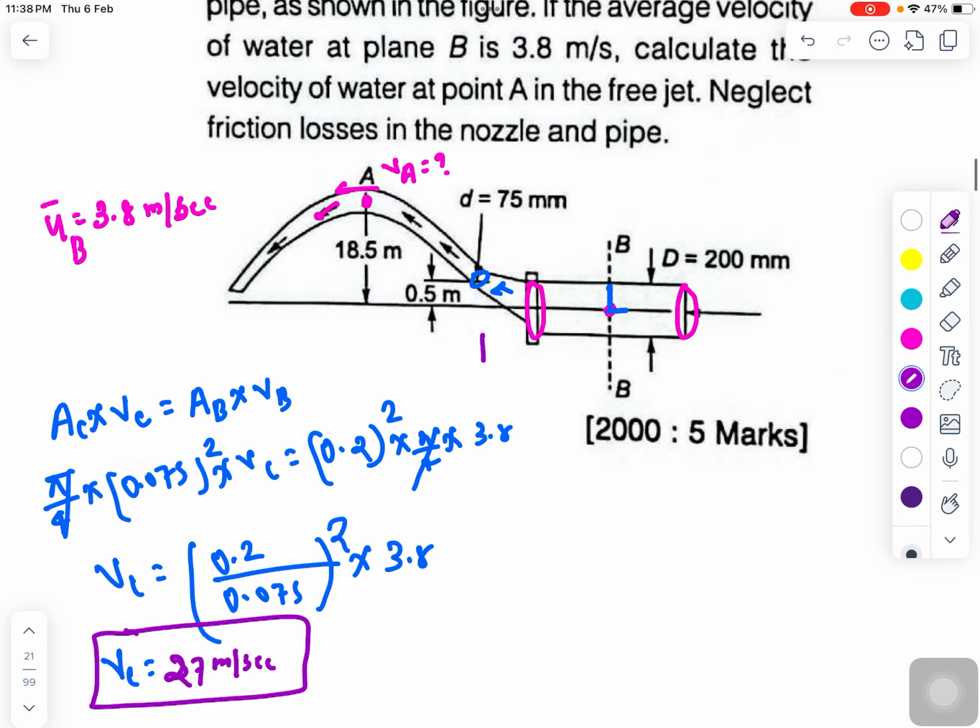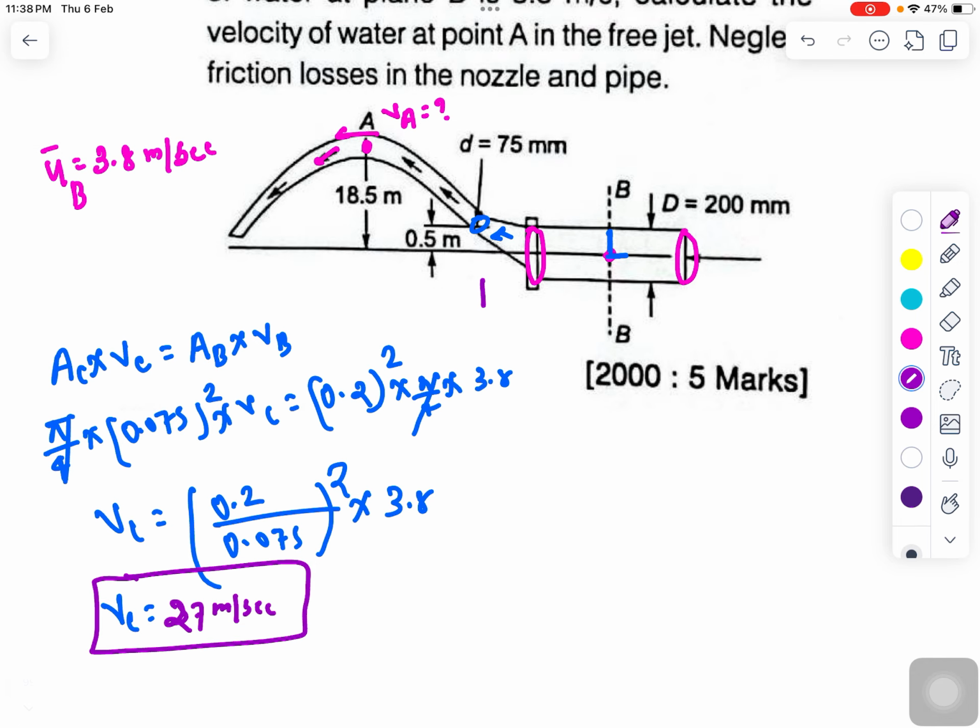So why have I used this? Because pressure was not given. If pressure would have been given to you, then definitely you can use Bernoulli's equation. But it is fine that if the continuity equation is giving you the velocity, that is a very simple thing, right? So this is called the continuity equation in fluid dynamics, right? And this is also a part of the Navier-Stokes equation.